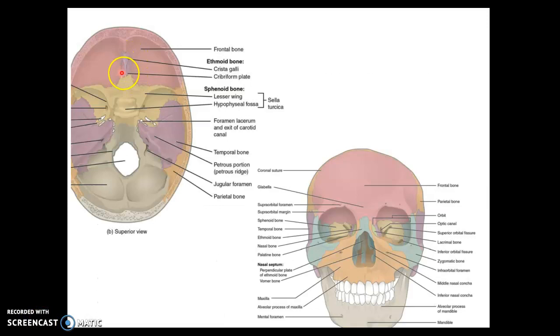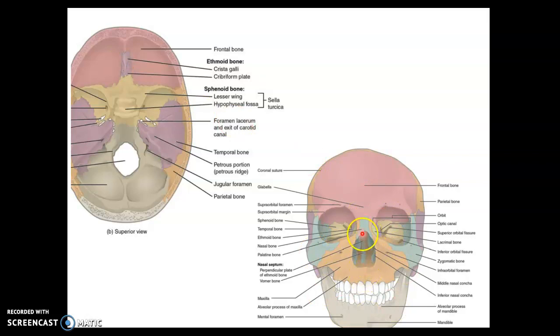In the cranial cavity, we can see the ethmoid bone here, and two good labels are the crista galli, which means rooster crown, which is an attachment for your dura mater of your meninges. And on either side, we see the cribriform plate. These are two good labels, especially for your lab. However, if we look at this view, we can see some of the ethmoid bone through the nasal cavity.